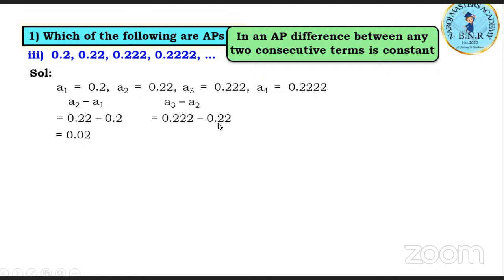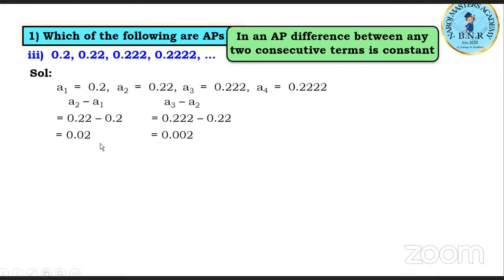A1 is 0.222 and A2 is 0.22. Is it right? Now assume that this is 0. If there is no such number, assume 0. What is the value here? Triple 2. What is the value here? 220. If you subtract 220 from triple 2, what will you get? 0.002. Very good.